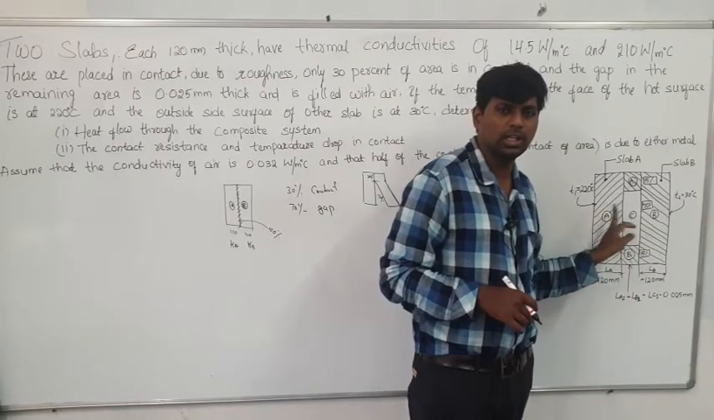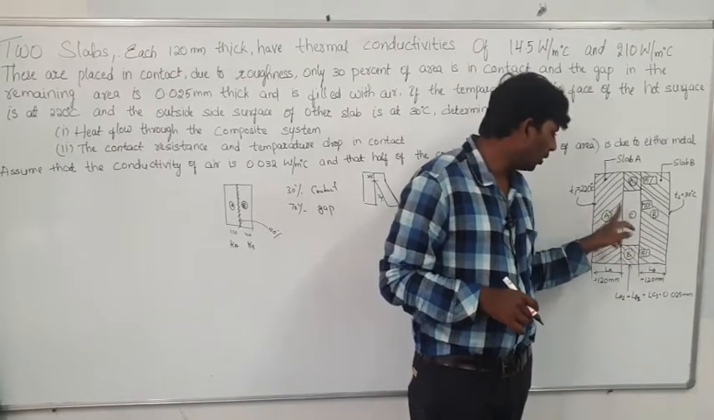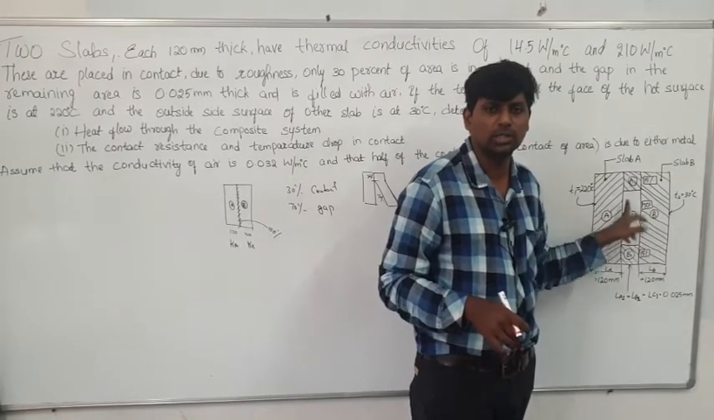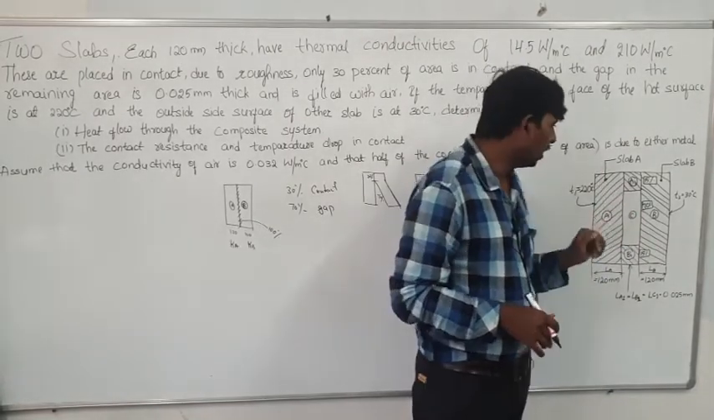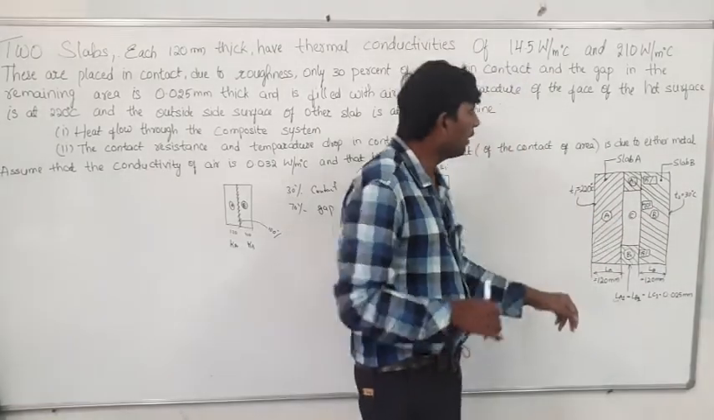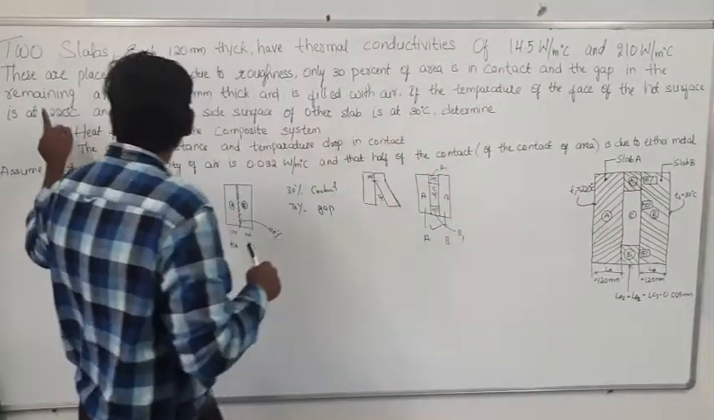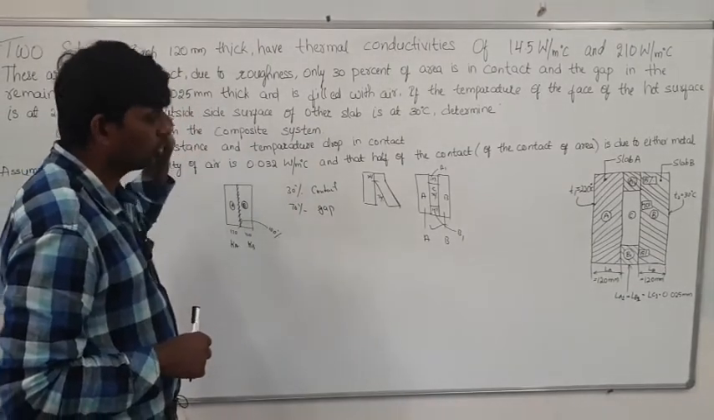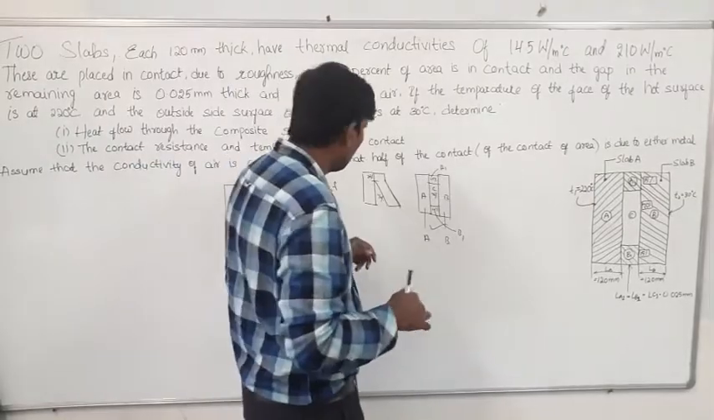This one is already given A, this one is given B, and here the unknown is there. Whatever indication you want to give, you can give. I give the indication here as C. After that, this is slab 1, slab 2. What is given in this gap? The remaining area is 0.025 mm thick, so thickness is also given for the remaining area.